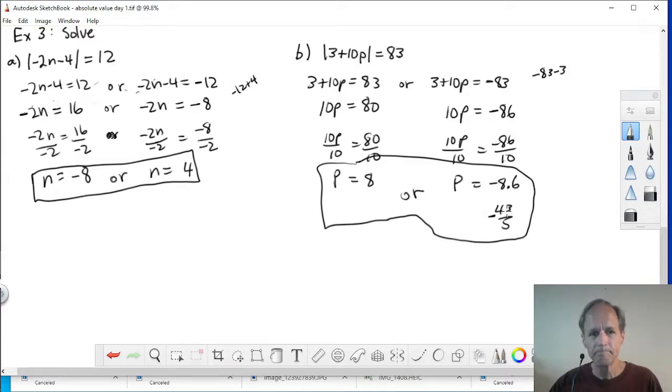So that's it for those. You just write both equations and then solve them both.